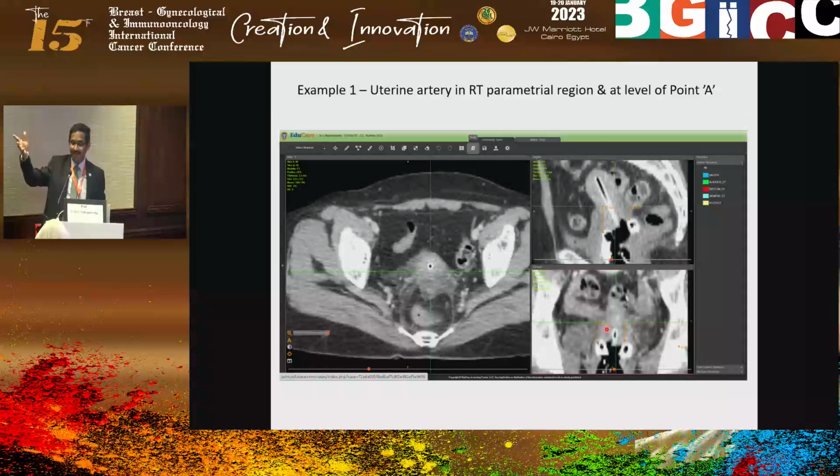So point A is nothing but the uterine artery and ureter crossing, right? So that is why we always look at the uterine artery. And why do I want to see the uterine artery? Because it's the upper extent of parametrial tissue, number one. Number two, point A will be in that region. And that is why we always recommend that you push in a contrast for your planning CT. If you push in a contrast, then you can see the uterine artery very nicely here.